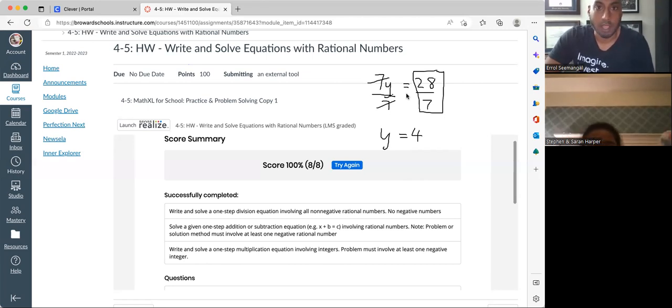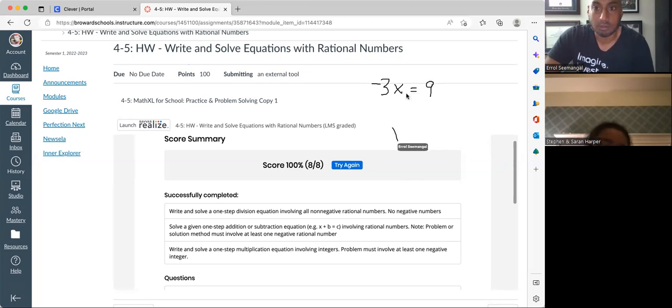Now we're just going to keep doing more and more repetitions until you remember. Same idea, just different numbers. What's the coefficient here? Negative 3x. Negative 3. So if negative 3x equals 9, what does x equal? What's the rule? Divide both sides by the coefficient. So, 9 divided by negative 3. How much?